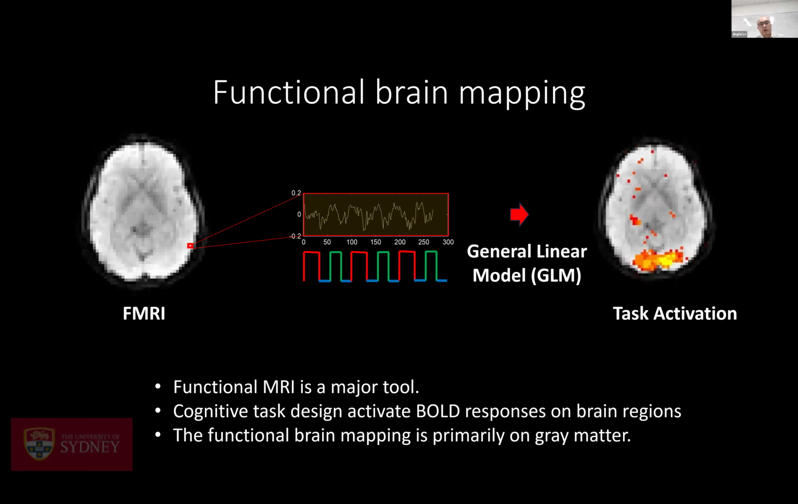If you are familiar with functional brain mapping, the functional MRI is a major modality. Usually you design a task and then you record the fMRI BOLD signals during the task. Then you compare the brain signals with the task design. Usually with the generated model, you can find the best fitting, and then you can declare the task activation as these red or yellow regions.